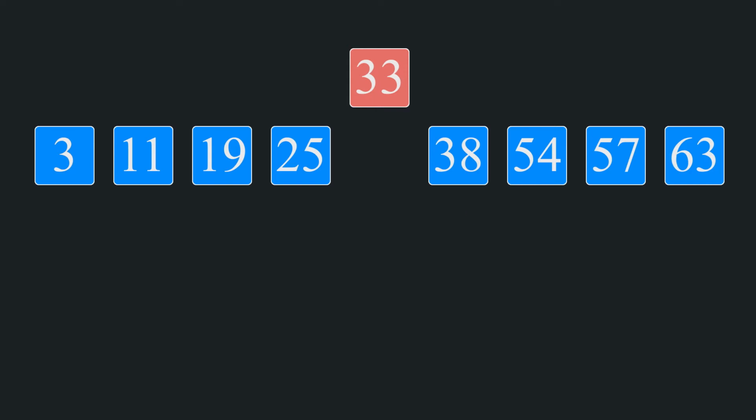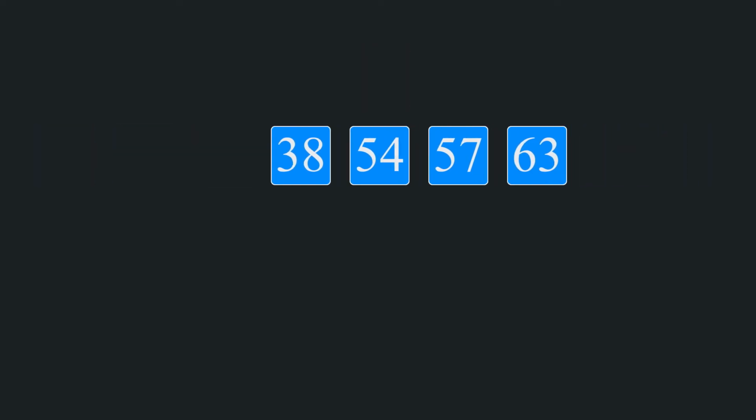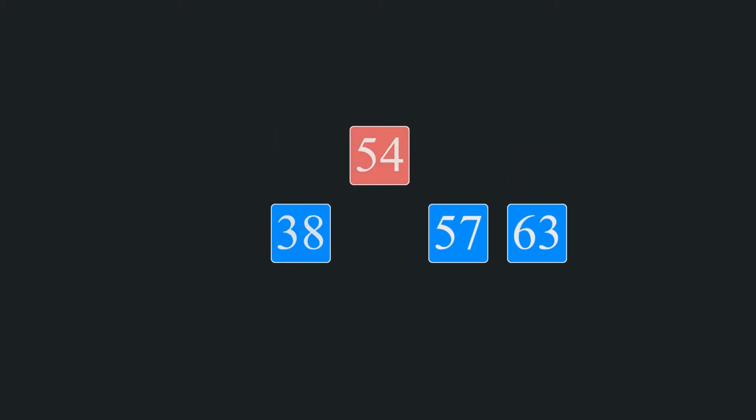As 57 is greater than 33, we'll find it after 33. It means 57 exists in the right array. Now, we have 4 items. So, we take 54 as our middle number and divide the array into 2 parts.